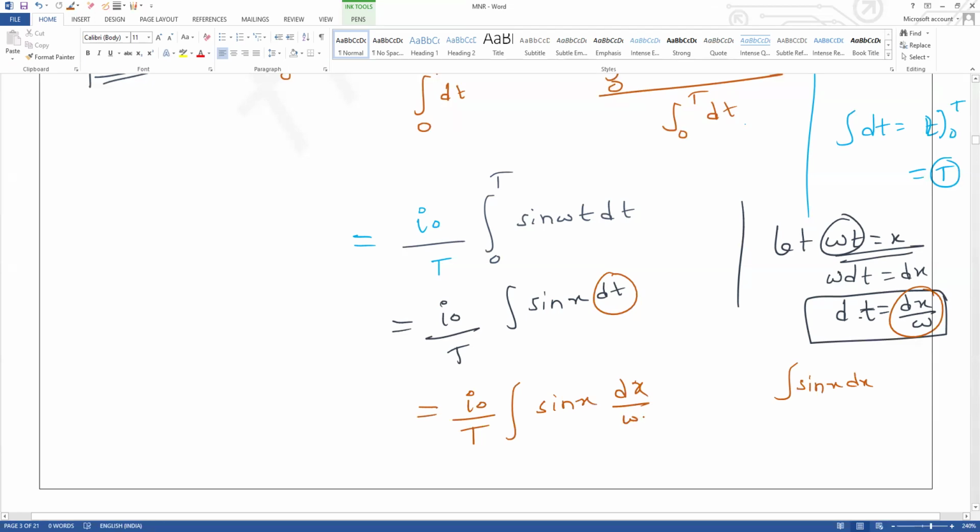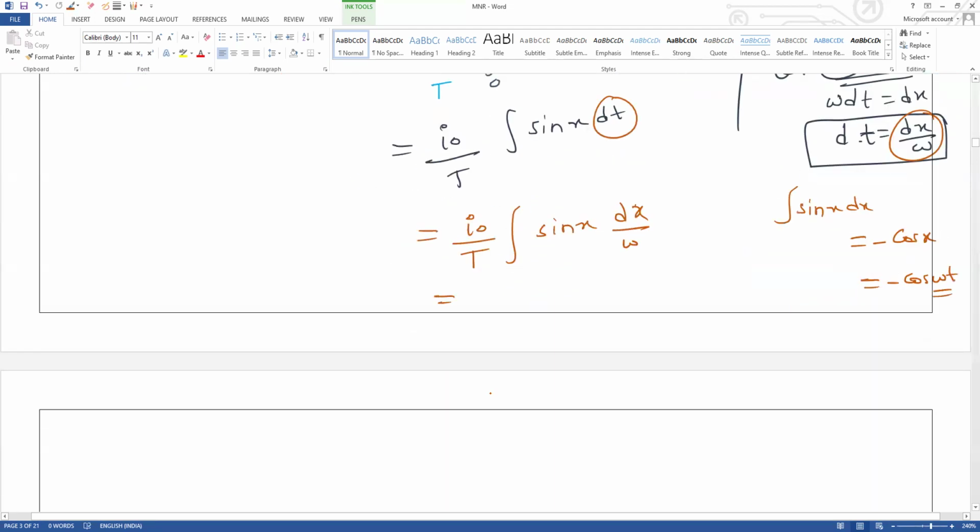Forget about this omega for now. Sin x into dx, what is the formula? It is minus cos x. With x equal to omega t, can I write it as minus cos omega t? Any problem? So I will write I naught divided by T.